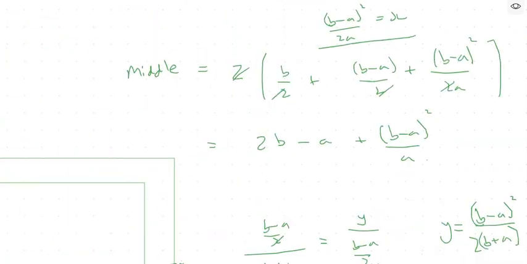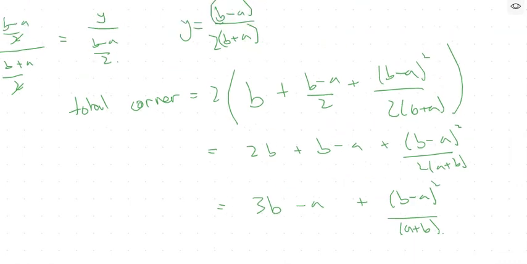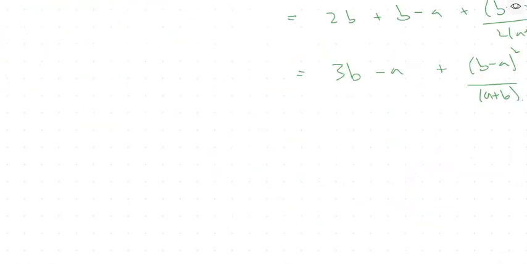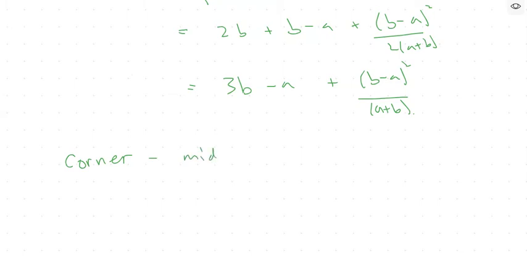Okay. So we've got the total from the middle and the total from the corner. So now let's look at the total. In fact, no, let's look at the difference between them. So suppose we do the corner minus the middle. Right, so we want to know which is more. If the corner's more, then what we're working out now will be positive, and if the middle is more, it'll be negative.